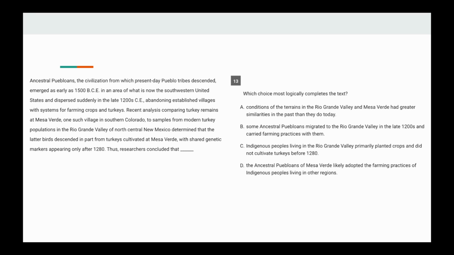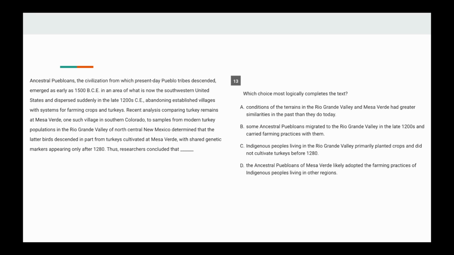So modern means after they already dispersed, after they moved to different places. So they were at Mesa Verde, then they moved to Rio Grande Valley. Modern Turkey populations at Rio Grande Valley of north central New Mexico determined that the latter birds, the ones at Rio Grande Valley, descended in part from turkeys cultivated at Mesa Verde. So there is a connection, which shared genetic markers appearing only after 1280. So after they dispersed. Okay. Thus, researchers concluded that. Okay, let's look at A.